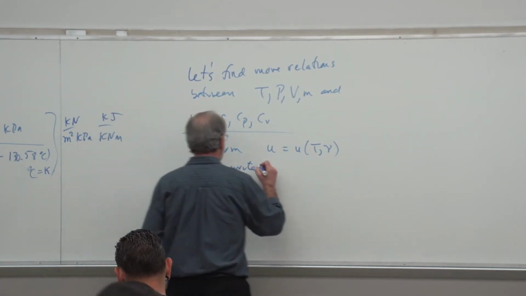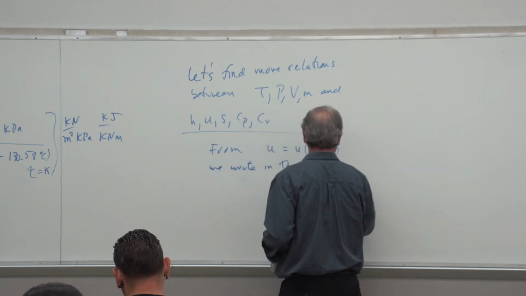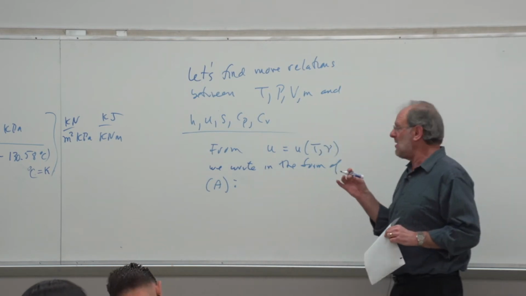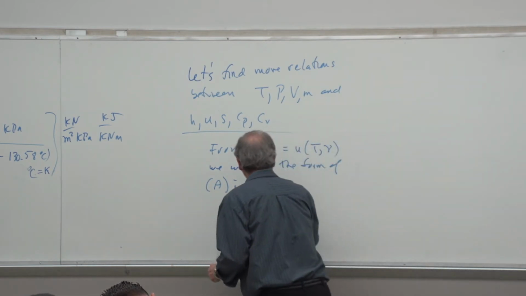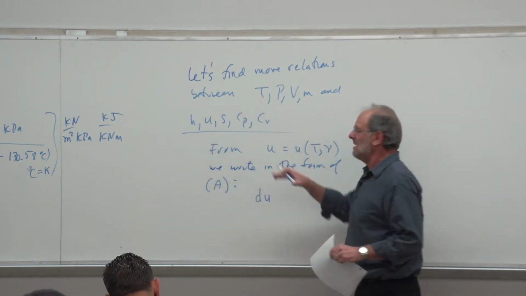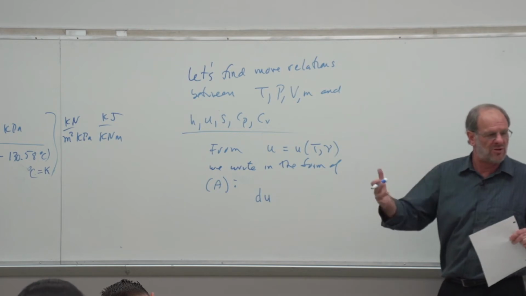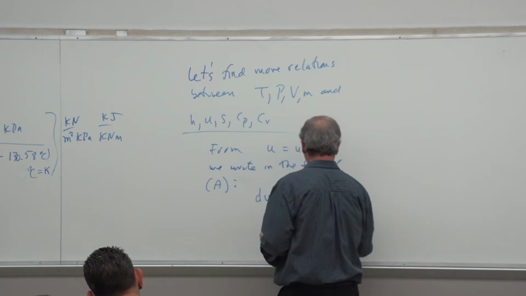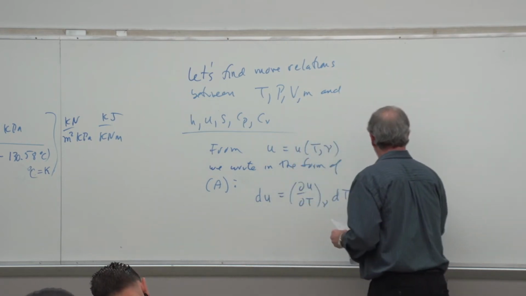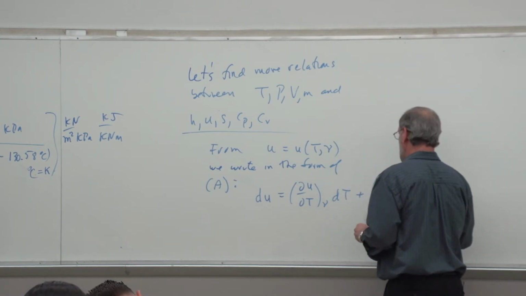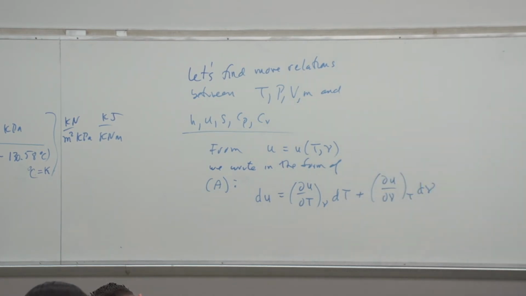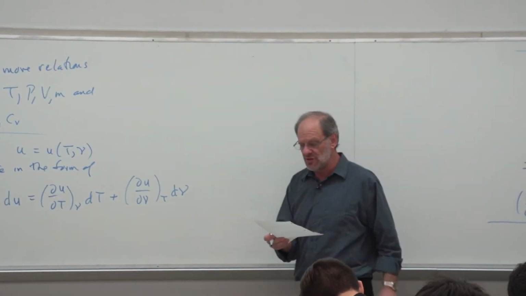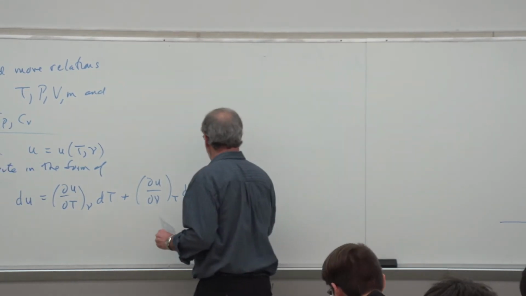So from this equation, we write in the form of A the following. Now, remember, A was this equation where you're able to take one property and turn it into a relationship between partial differentials of those properties. So du is equal to del u del t v dt, plus del u del v t dv. Okay, so this was the form that I've called equation A. And again, this is in your notes from last time, so you should have this already somewhere. This particular equation I'm going to call equation 5.